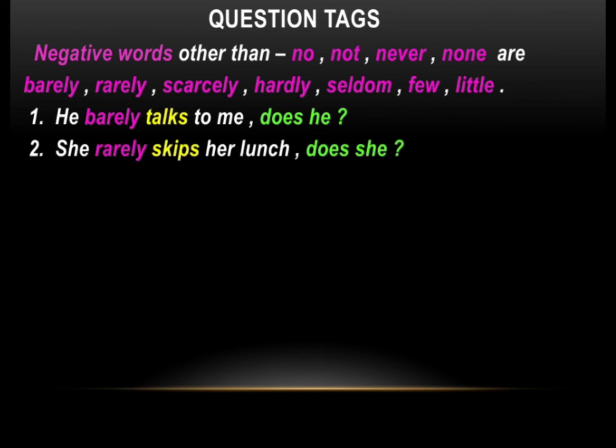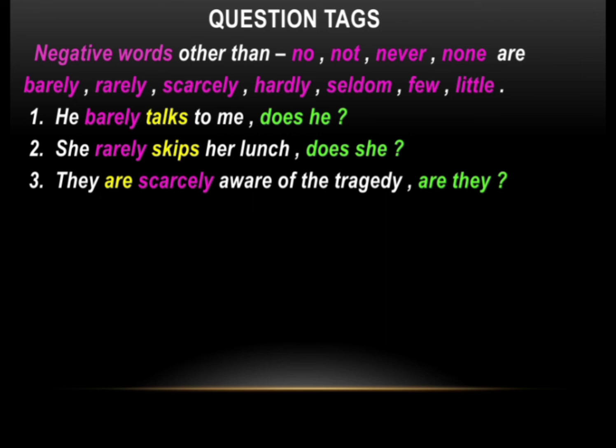She rarely skips her lunch. Rarely is used, it is a negative word. Skips is the present tense and there is no auxiliary verb. She is the pronoun which is singular and so we use does she.